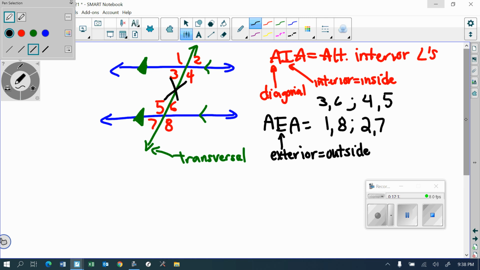Next, let's talk about what we know about their angle measures. All alternate interior angles are congruent. This is the congruent symbol. It means congruent. What does congruent mean? Simply, same size and shape. I'll just put equals, same size and shape.